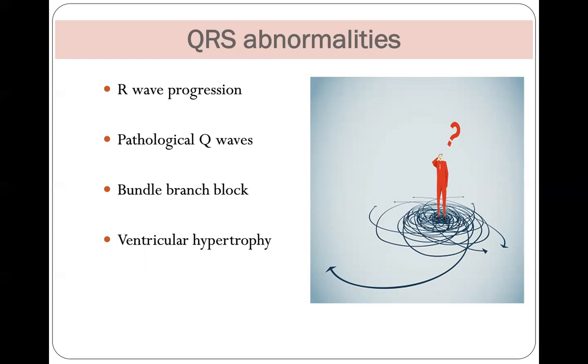And the next abnormality is a change in the shape of the QRS complex due to presence of a bundle branch block. And finally, a change in the amplitude of the QRS complex due to increase in the muscle mass, or what we call ventricular hypertrophy, either left ventricular hypertrophy or right ventricular hypertrophy. All these pathologies will be discussed soon during this video.